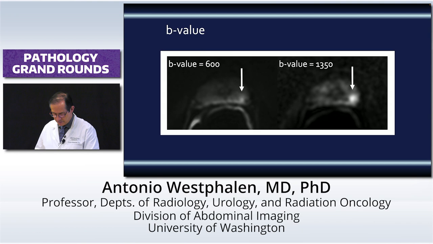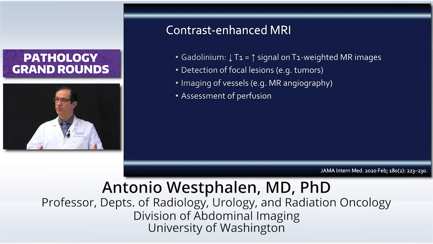Contrast-enhanced MRI. So this is another one of the parameters that we're going to use. It's an image that's based on the use of gadolinium. We inject the gadolinium, and gadolinium will flow through the vessels, and then get into the organs, and we're going to have an increase in the signal in one of our sequences, which is the T1 weighted sequence. So it will make things more evident.